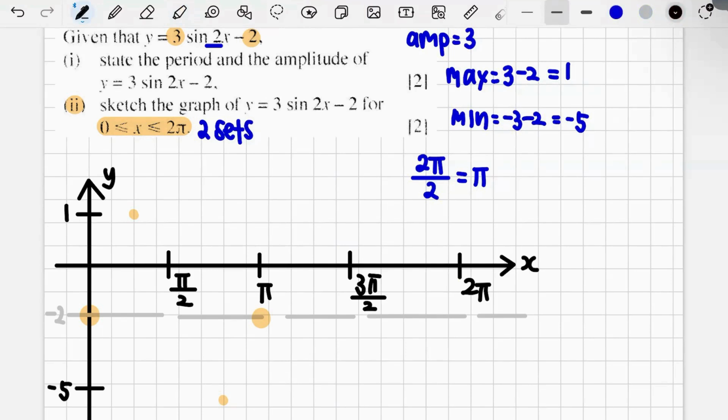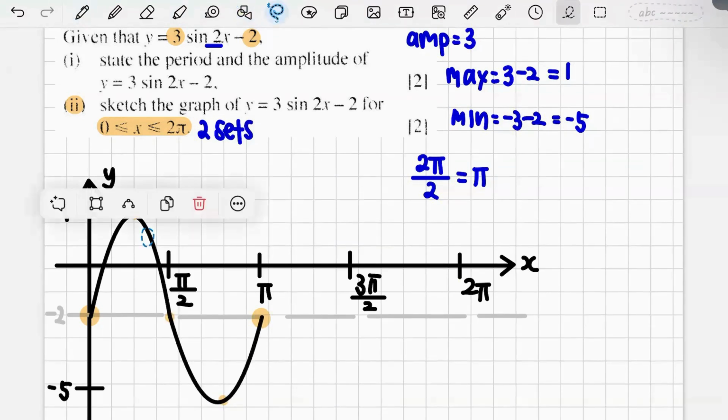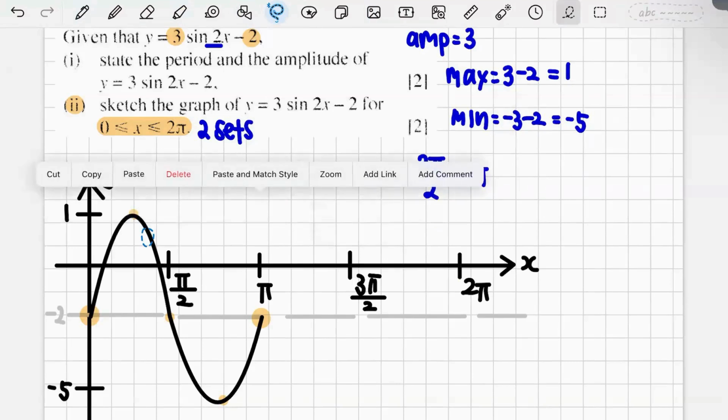So when I connect it, this one will go up, and this one here, right, must take note, okay? It must be over here. Because in the middle, right, must be here. Can you see that? All right, then this one go down and go up. So this is your one set of graph. Okay, so you need to draw two sets, right? So I'm going to duplicate this. And then it should fit, okay?